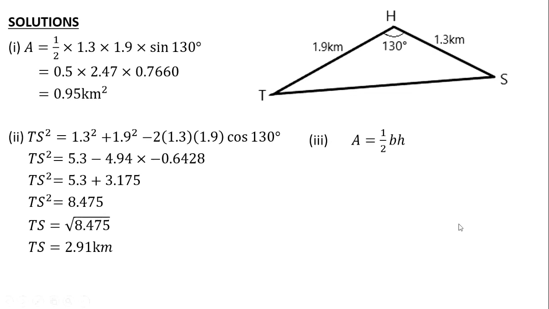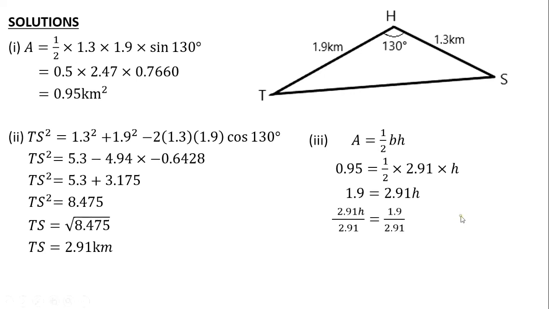So say A equal to half BH. Where there's area, we've already found 0.95. Where the base is, we'll replace our 2.91. Cross multiply. To find the value of H, we'll divide both sides by 2.91. Our H is equal to 0.65 kilometers. Therefore, the shortest distance was 0.65 kilometers.